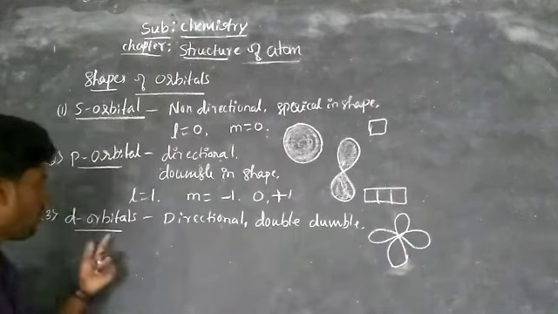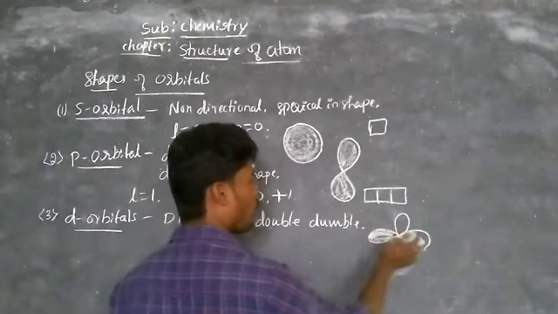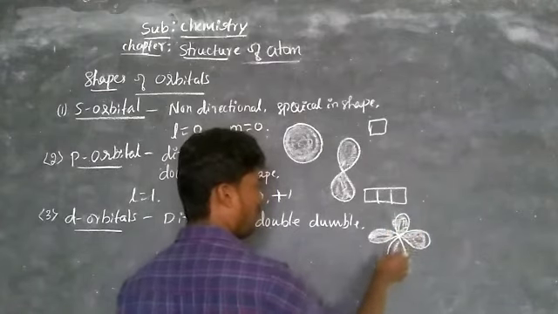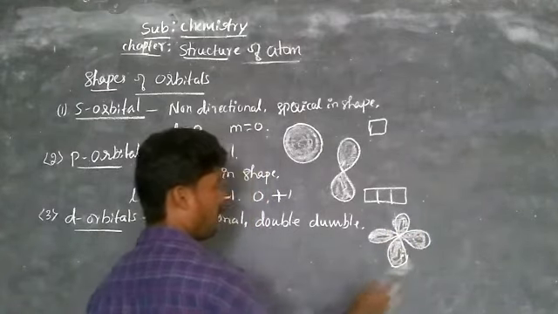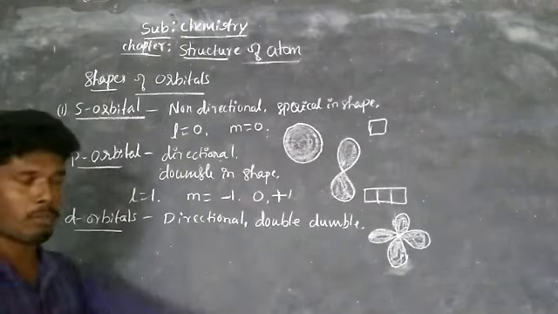This is the shape of the d orbital, and here also the electron density is not distributed uniformly. Only the s orbital is distributed uniformly. In the p, d or f orbitals, it is not distributed uniformly.